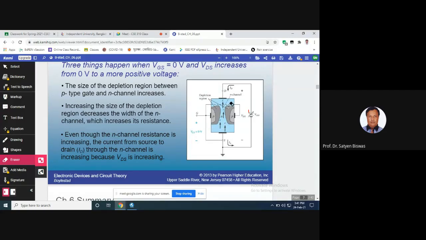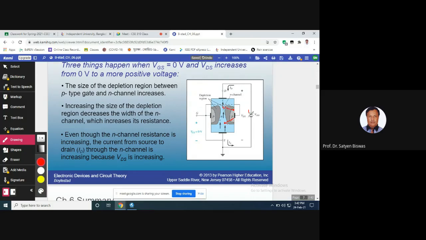Why is the depletion region bigger? I already mentioned, because here the voltage in the upper side is bigger than the lower side. On the other hand, the right and left voltages are the same. So the voltage difference between these two red points is bigger compared to the voltage difference between these two at the bottom. The upper line voltage difference is bigger. That's why the depletion region is bigger.